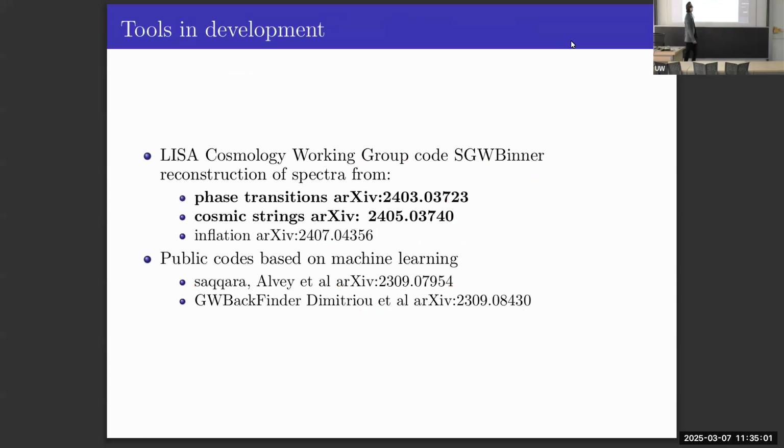Maybe let me skip this and just tell you a few words about the developments that are going on. There are some public codes that are aiming at trying to reconstruct the stochastic background being produced. But, more importantly, at least from my point of view, there's the stochastic gravitational wave binner code, which is produced by the LISA consortium. And indeed, last year, there was a significant update. There were 3 papers concerning reconstruction of signals from phase transitions, cosmic strings, and inflation. And the ones that I highlighted, I highlighted because I was involved in those projects. Right, so there's still a lot to do, but there are a lot of people working on this currently.